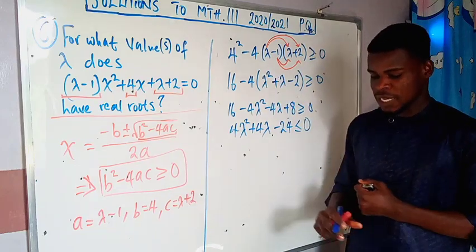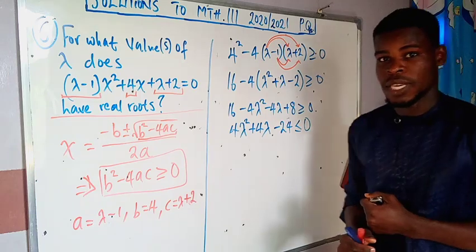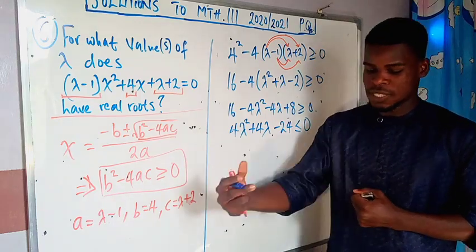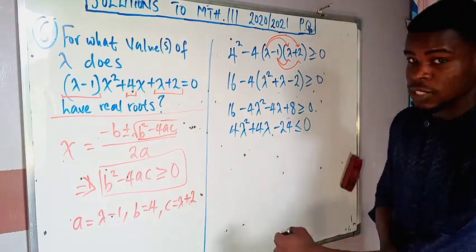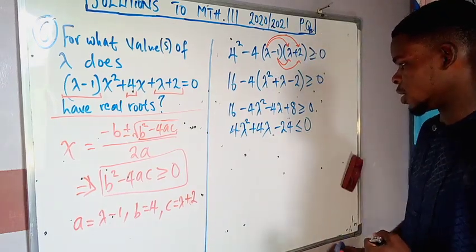So if 5 is bigger than 6, then negative 5 is less than negative 6. But 5 is not bigger than 6. So if 6 is bigger than 5, then negative 6 is less than negative 5. That's why I changed the inequality here.